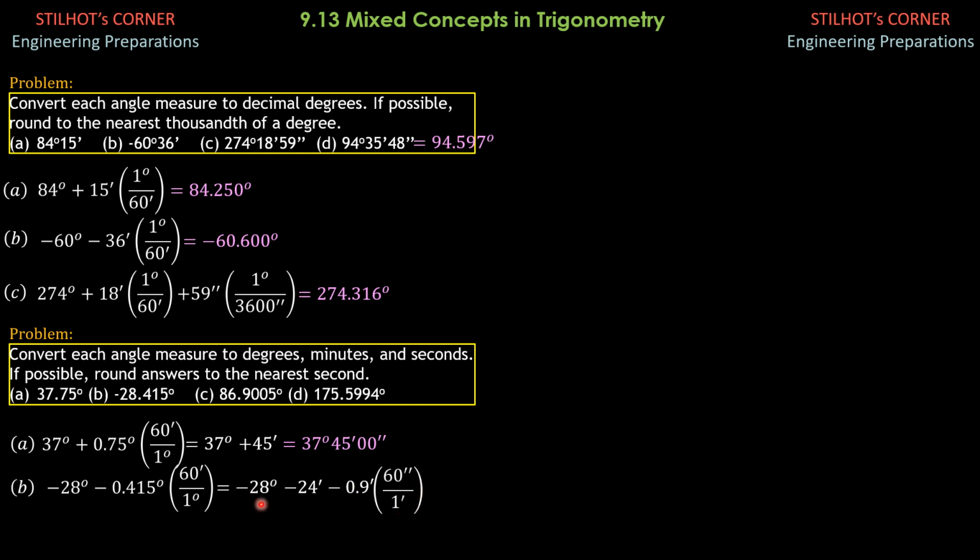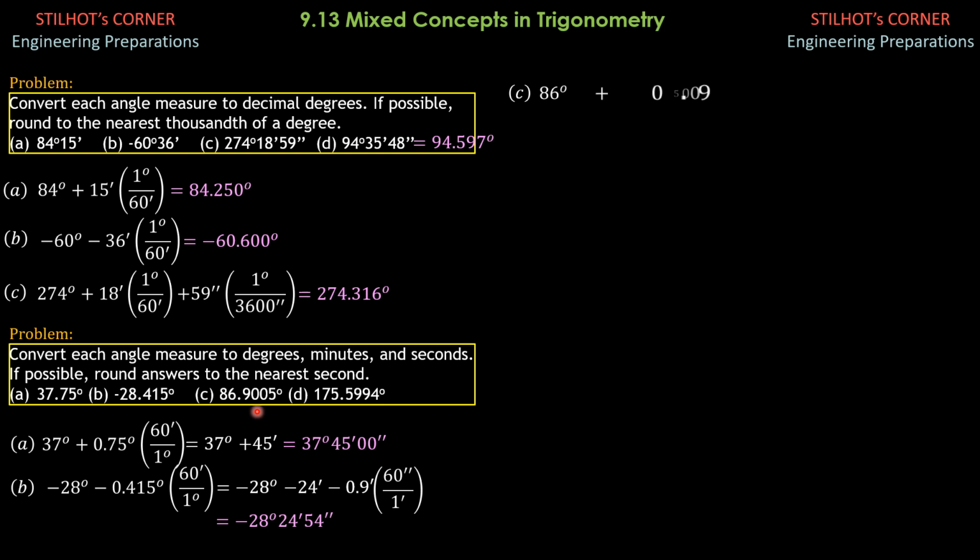Then combining, that's negative 28 degrees, 24 minutes, and to the nearest second, 54 seconds. So negative 28 degrees, 24 minutes, 54 seconds.